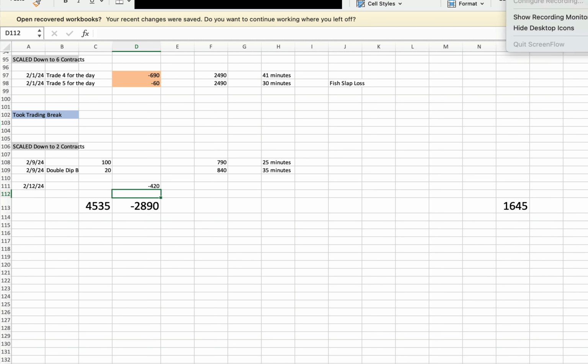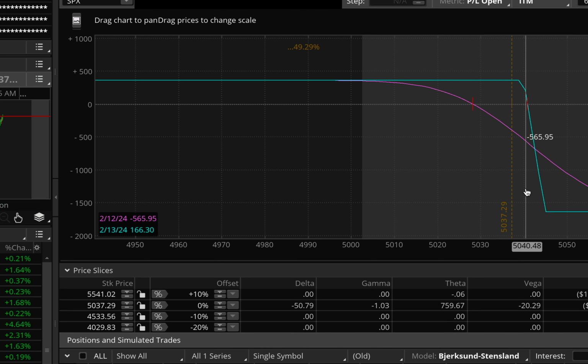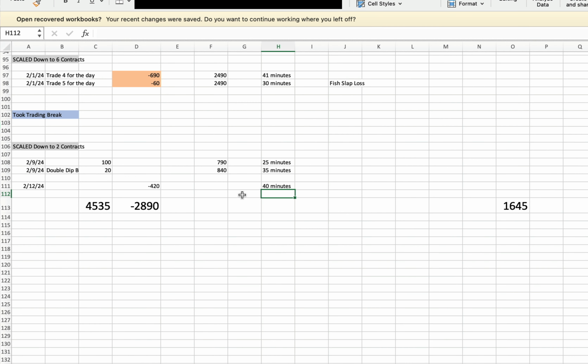And we were in this trade for about 40 minutes. 40 minutes. Well, come on. 40 minutes. And the total risk on this trade was what? Total risk on this trade was 1640. $16.40 was the total risk on that.